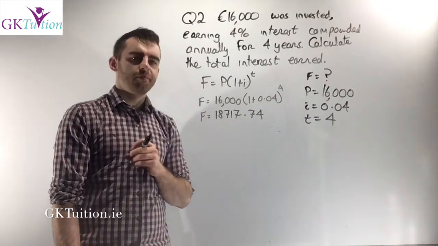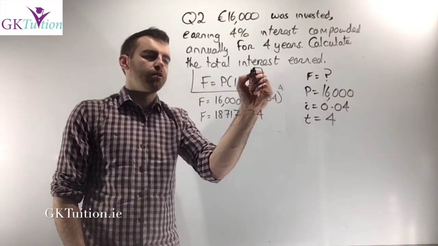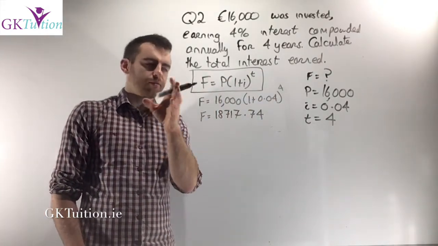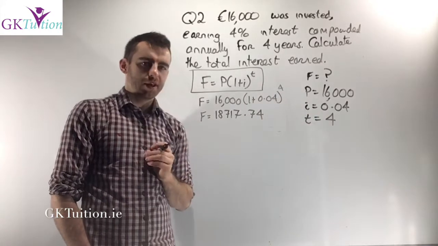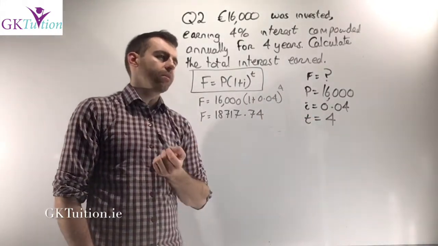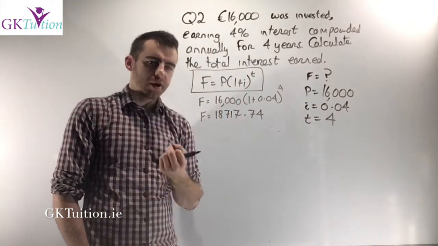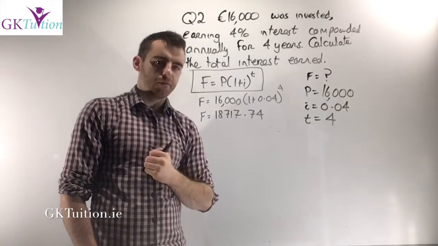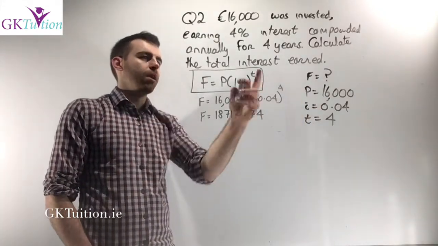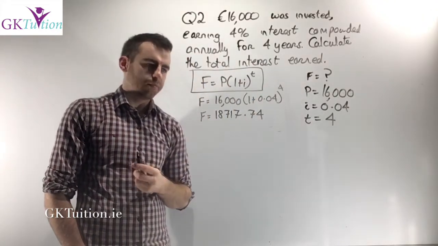First of all, it's compound interest, which tells me that I can use the formula on page 30 in my maths tables. The first thing you should always do is write out your formula and write out the information you've been given. I know that the principal, the amount invested, was 16,000. And I know the interest rate is 4%. 4 divided by 100 gives me 0.04. While I know T, the number of times that interest is applied, well, interest is applied every year for 4 years, so T is equal to 4.